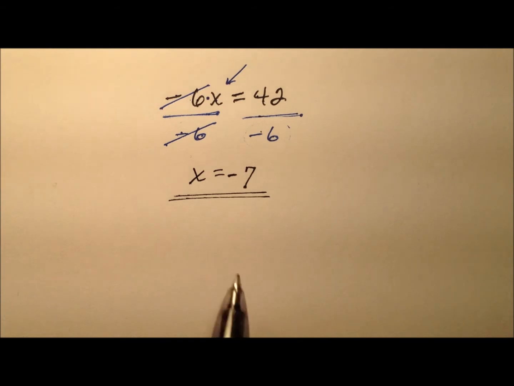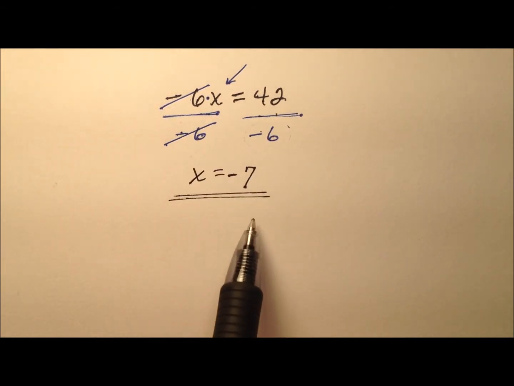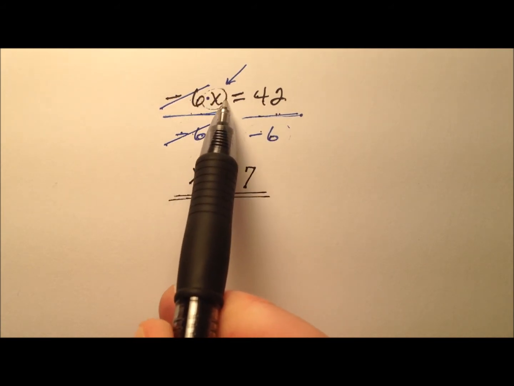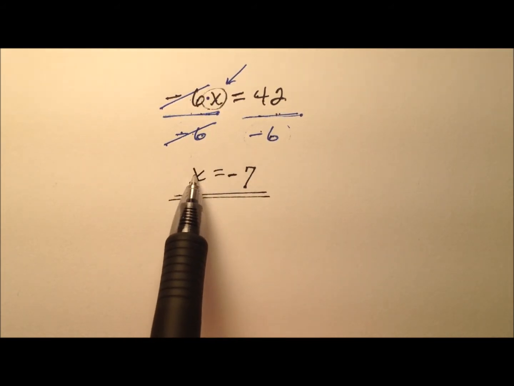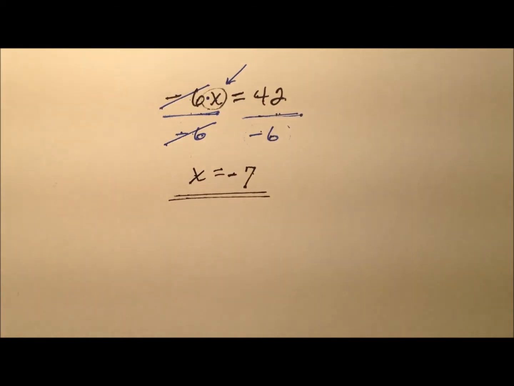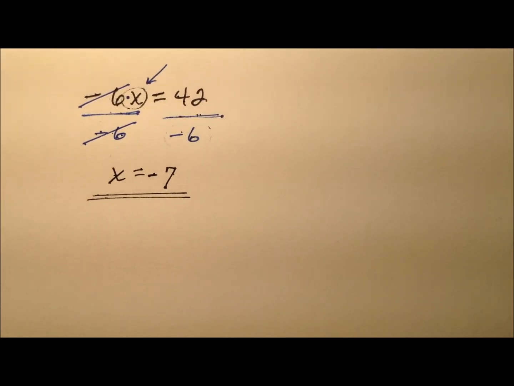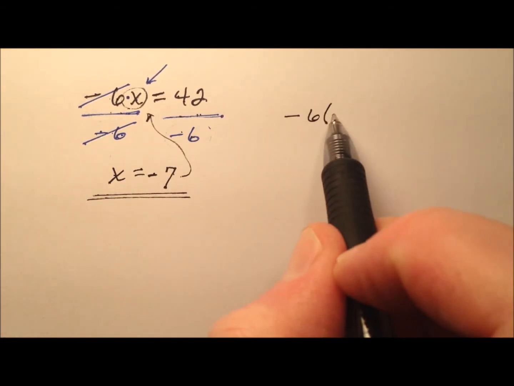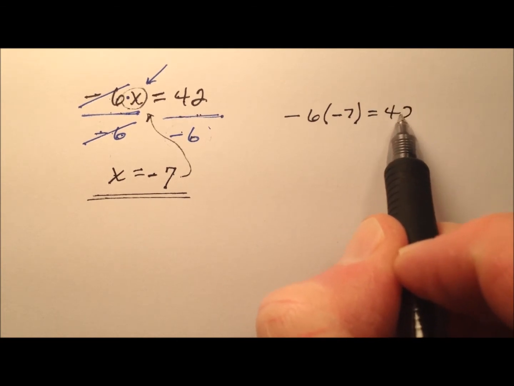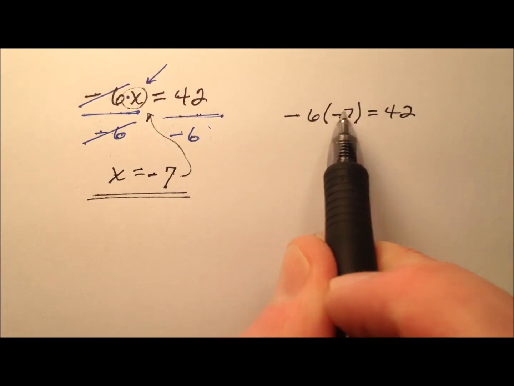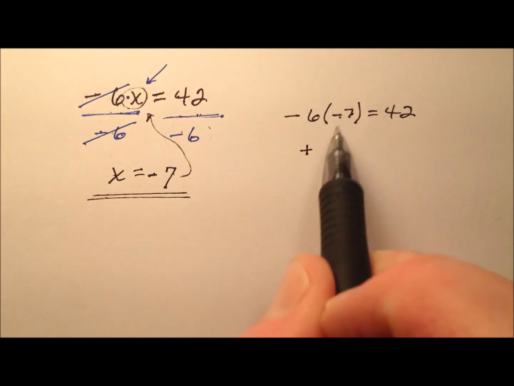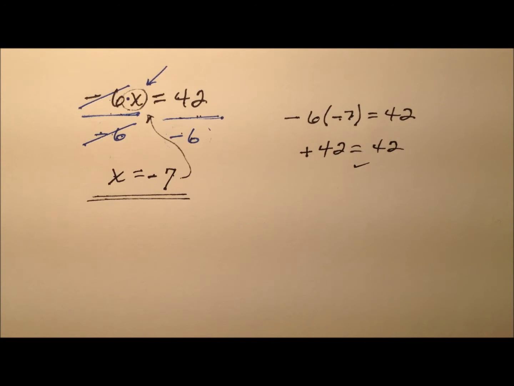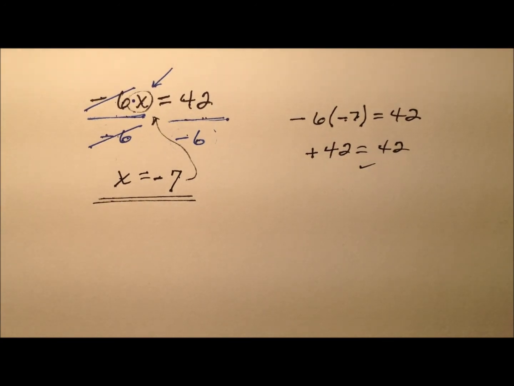So in this first example, we use the division property of equality. We divided both sides by negative 6 to isolate our variable x. So in doing so, we see that x equals negative 7. And of course, it's always nice to plug it back in to make sure that it works. So we have negative 6x, and x is negative 7. We're going to say that equals 42. So a negative times a negative makes a positive, and 6 times 7 is 42. And we see that positive 42 equals 42, so indeed it does work.